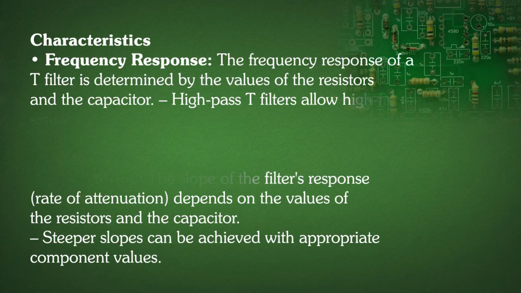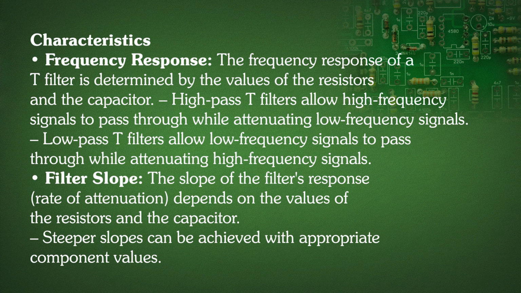Now, let us discuss the characteristics of this T filters. First, let us discuss about the frequency response. The frequency response of a T filter is determined by the values of the resistors and the capacitors, or the value of inductor. So, high pass T filters allow high frequency signals to pass through while attenuating low frequency signals, and low pass T filters allow low frequency signals to pass through while attenuating high frequency signals.